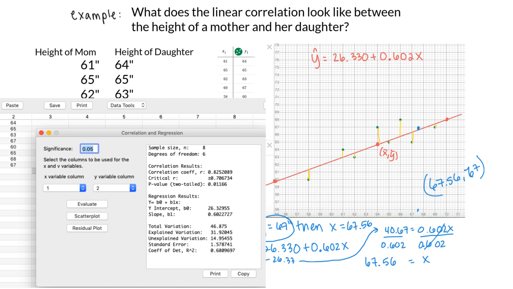In the next video, we'll go ahead and write down a definition for R and talk about what's a strong R value and what a weak R value is.